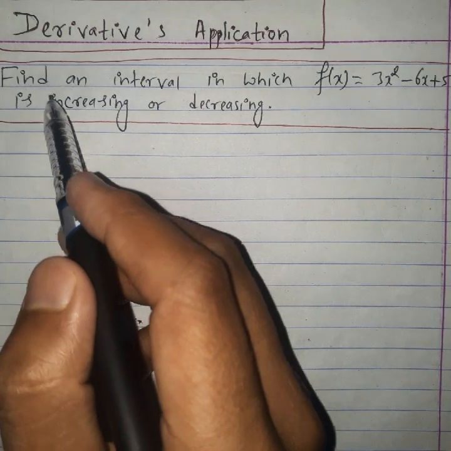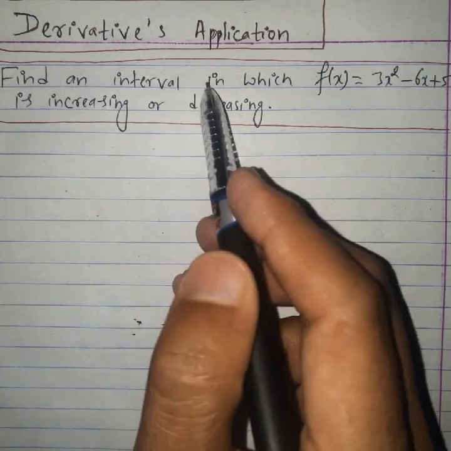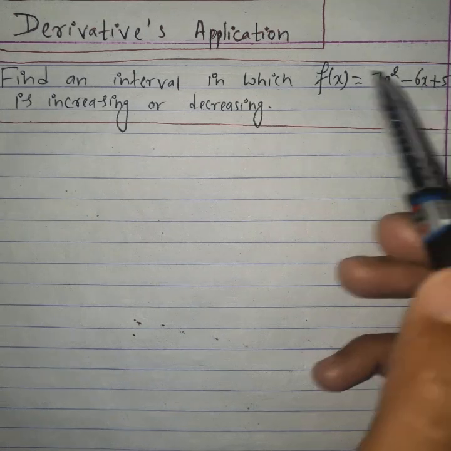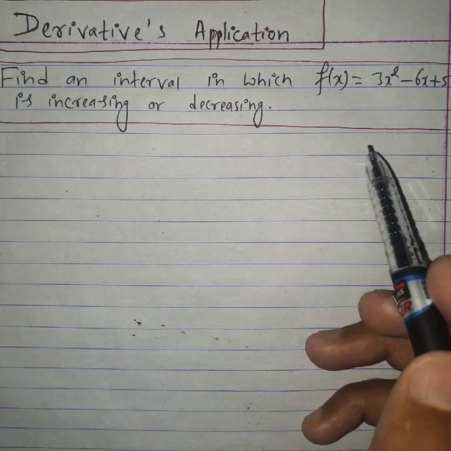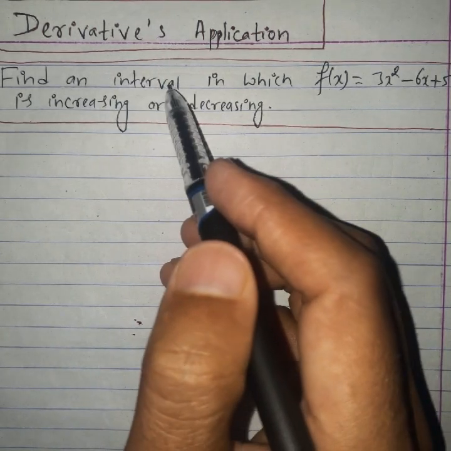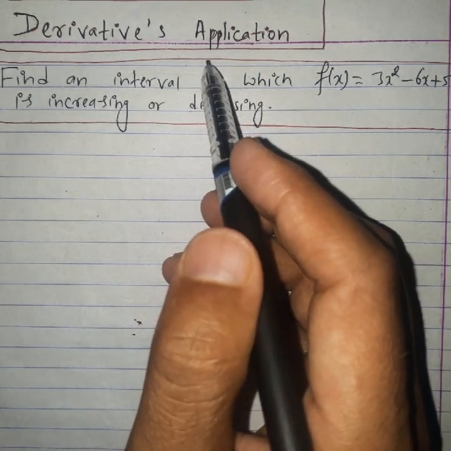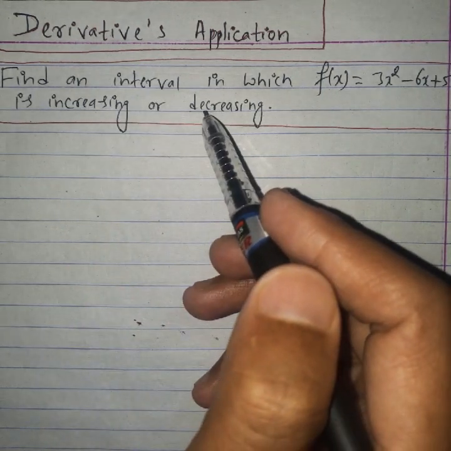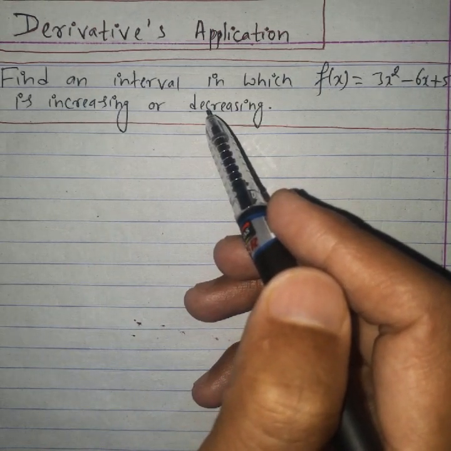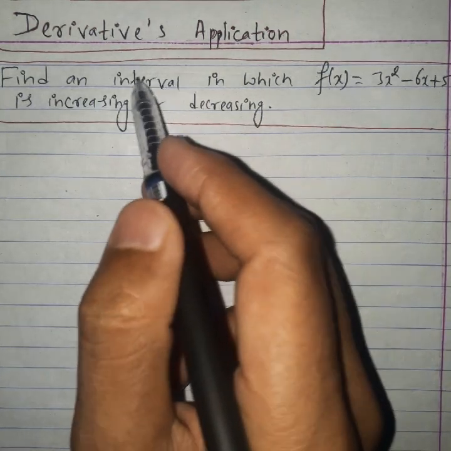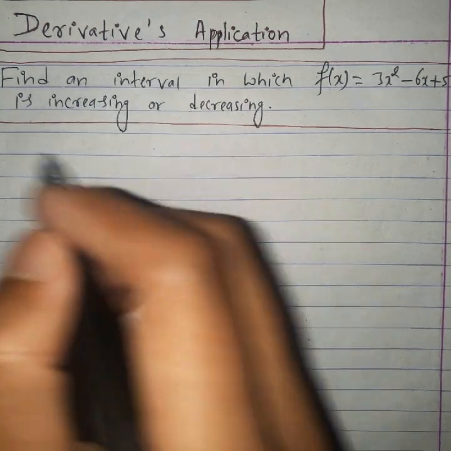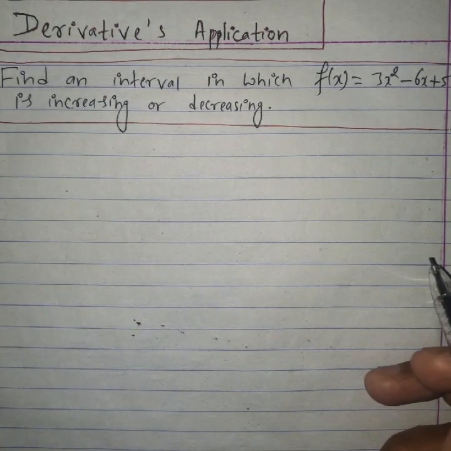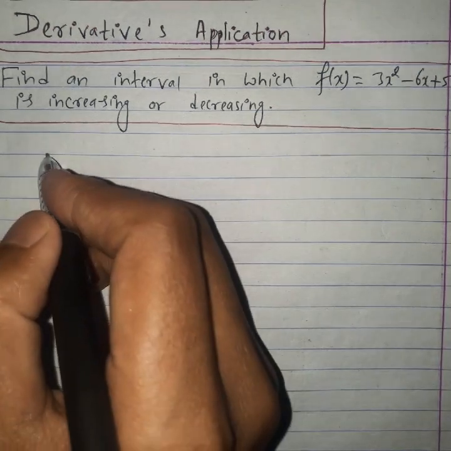Here I have taken a question: find an interval in which the function f of x equals 3x square minus 6x plus 5 is increasing or decreasing. This question is totally related with the application of the derivative, and basically it is related with the increasing and decreasing nature of the function. Before solving this question, let's discuss the conditions for the increasing and decreasing of a function.